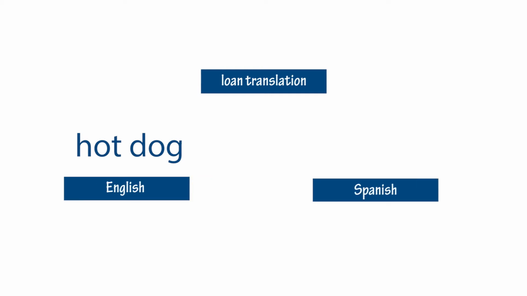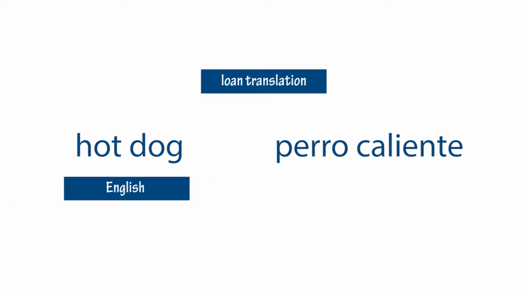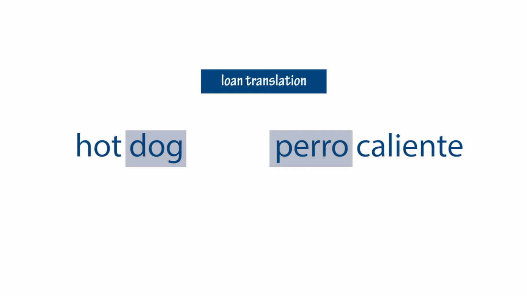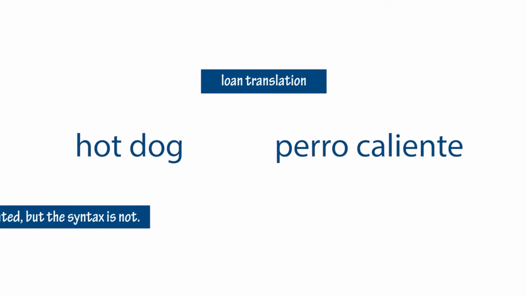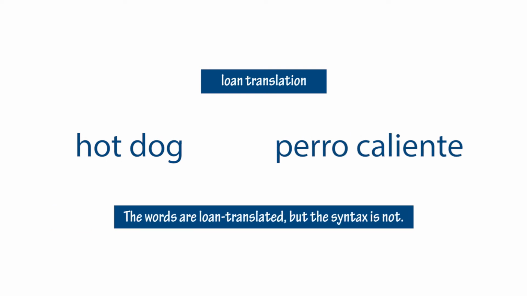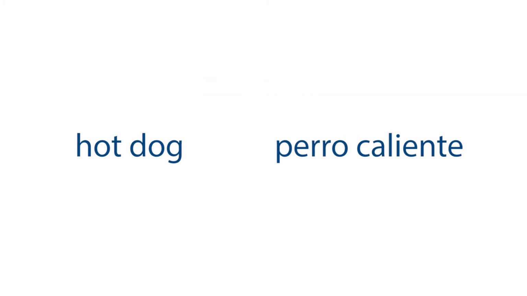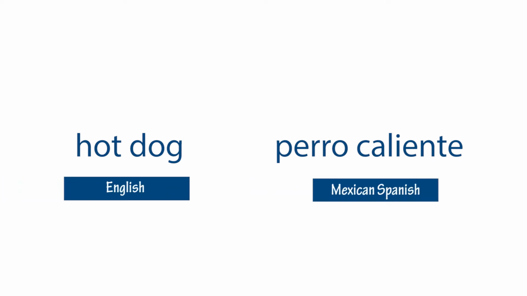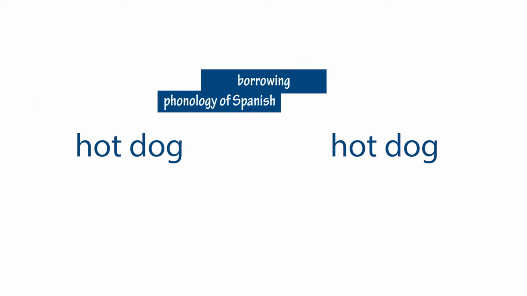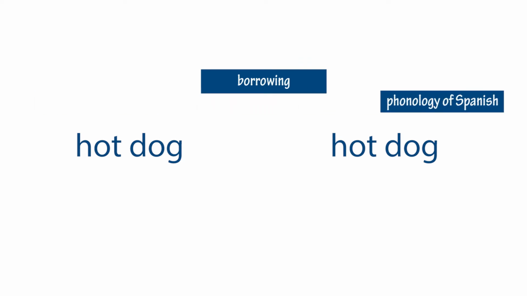The word hot dog in English has been loan translated into Spanish as perro caliente. So perro caliente literally means perro, and perro means dog, and caliente means hot. It's perro caliente and not caliente perro because that follows the grammar of Spanish. Of course, this is only used in particular varieties of Spanish. But if you go to Mexico, you would see the word hot dog pronounced probably as hot dog. So here you have a direct borrowing that has been adapted into the phonology of Mexican Spanish.